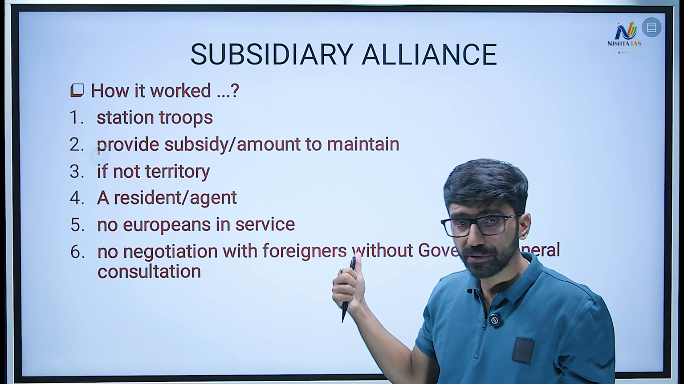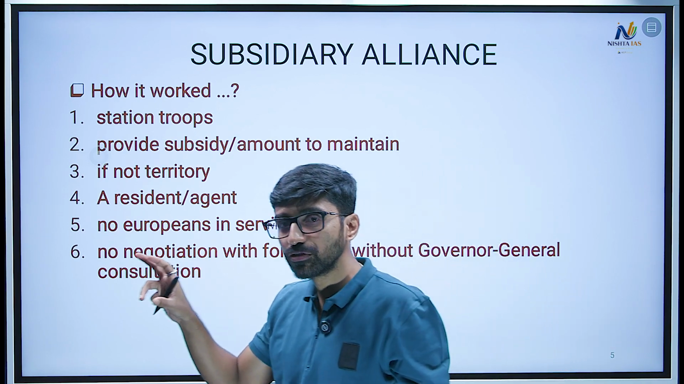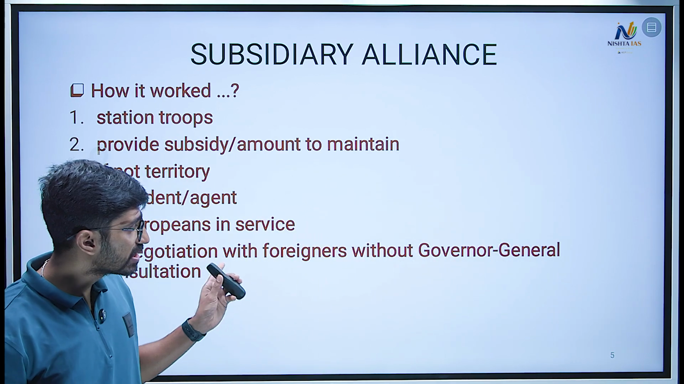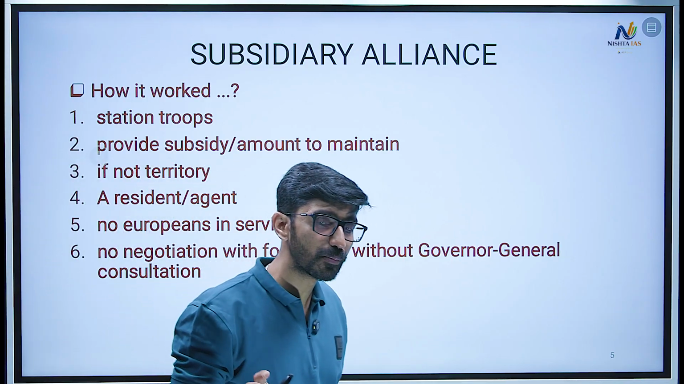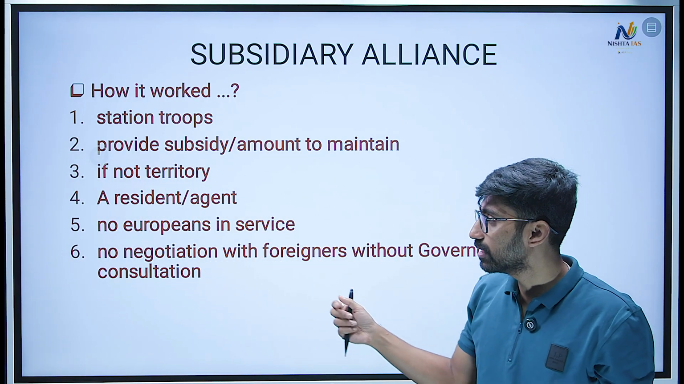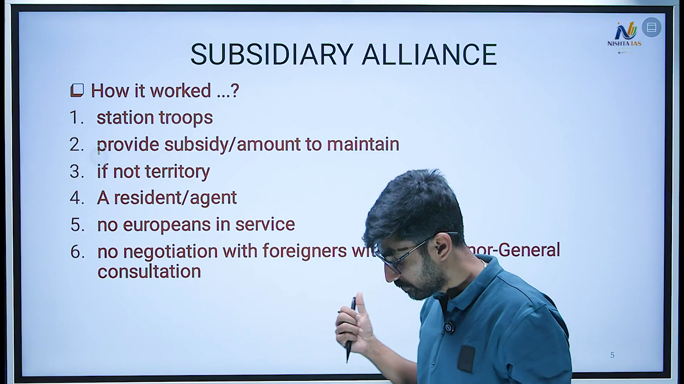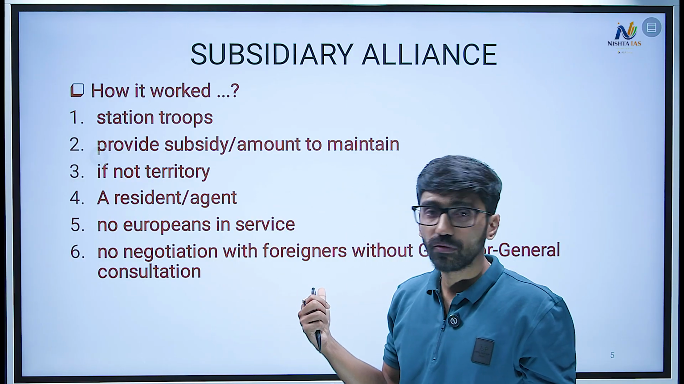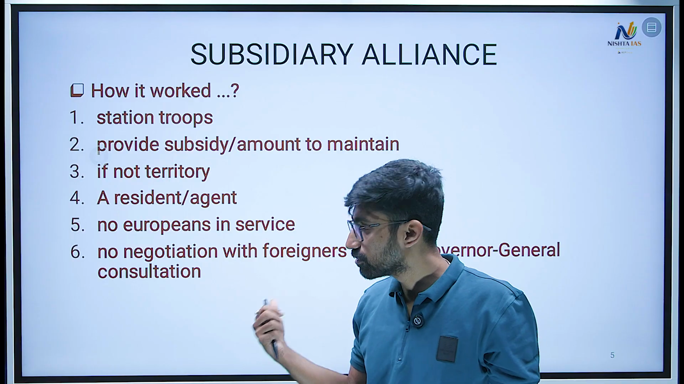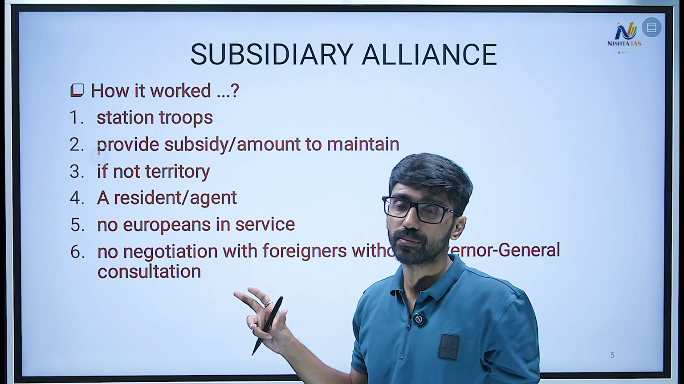And to keep India safe from Napoleon, to make sure that these states are not negotiating with Napoleon, that is the reason they put this condition, that without the Governor General's approval, without consultation with the Governor General, no negotiation with foreigners. Okay, no negotiation with foreigners. So that one of the conditions was used to maintain British supremacy.